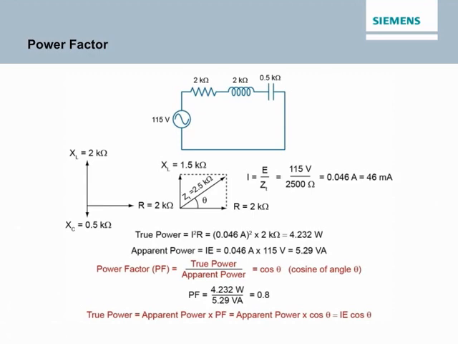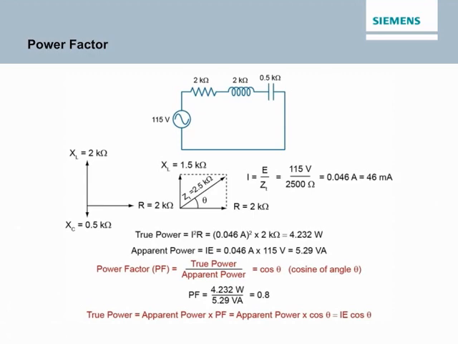heat. In a purely reactive circuit, voltage and current are 90 degrees apart. The cosine of a 90-degree angle is 0. Therefore, the power factor is 0. This means that all the energy the circuit receives from the source is returned to the source. For the circuit in the accompanying illustration, the power factor is 0.8. This means the circuit uses 80% of the energy supplied by the source and returns 20% to the source.